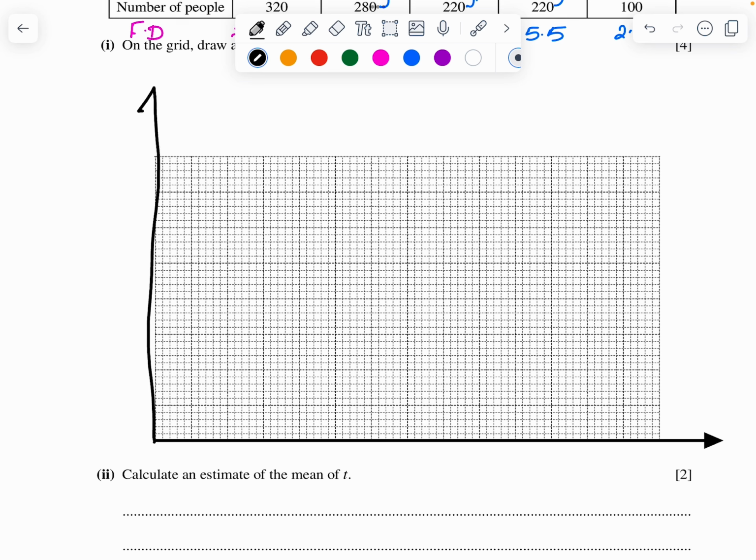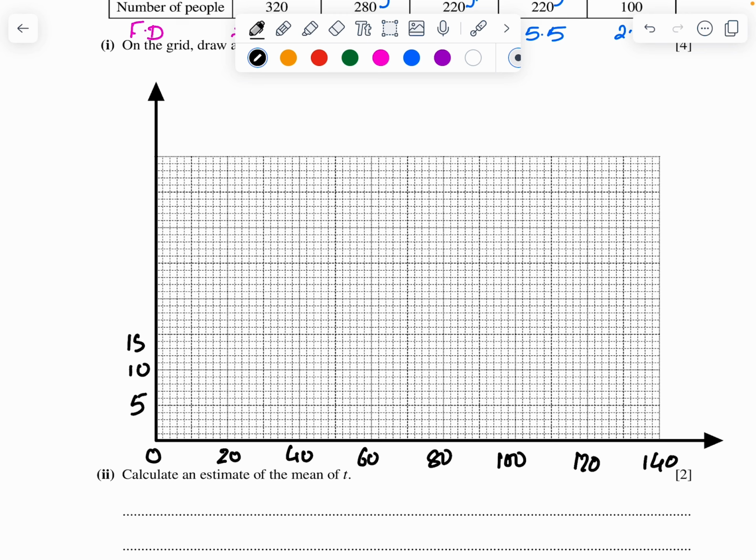Then 0, 20, 40, 60, 80, 100, 120, 140 on one axis. Then 5, 10, 15, 20, 25 on the other. And this is frequency density, and this is time in seconds.